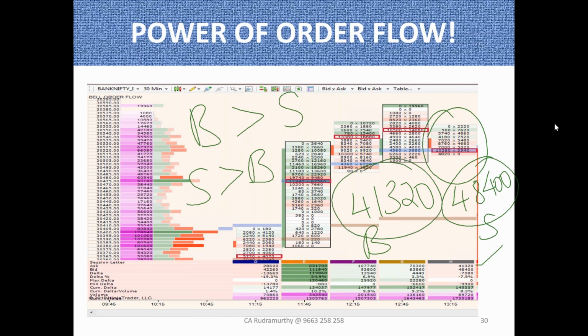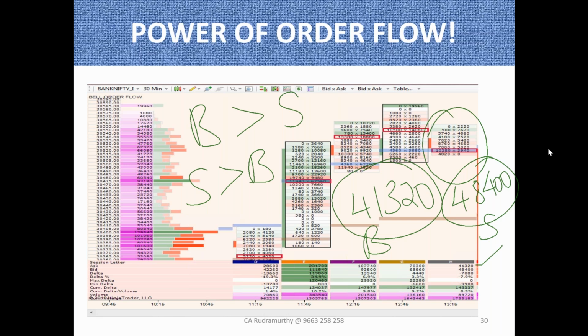So let me just ask you this question. Now tell me, this breakout whatever is happening, is it a real breakout? A real breakout should have more buyers than sellers, or is it a false breakout because you have more sellers than buyers? Because you have more sellers than buyers, what is your answer? So is it a false breakout or is it a real breakout?